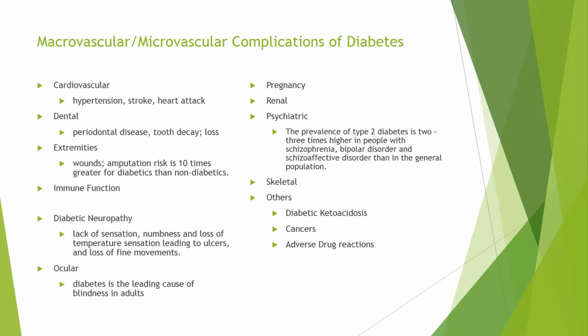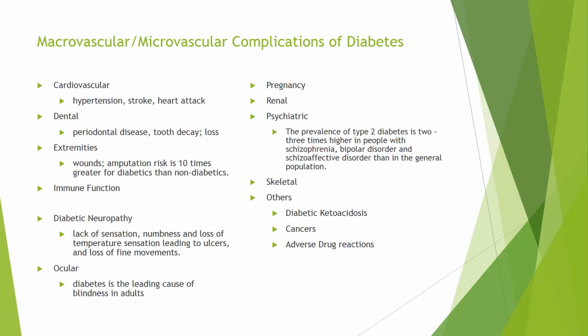It can also cause what they call diabetic neuropathy, or a loss of sensation or numbness, loss of temperature sensation, which leads to the ulcers, and loss of fine movements. It's the leading cause of blindness in adults.